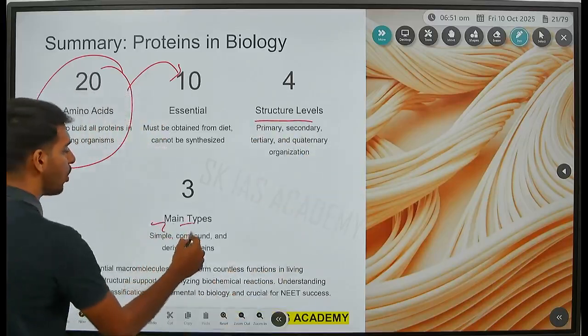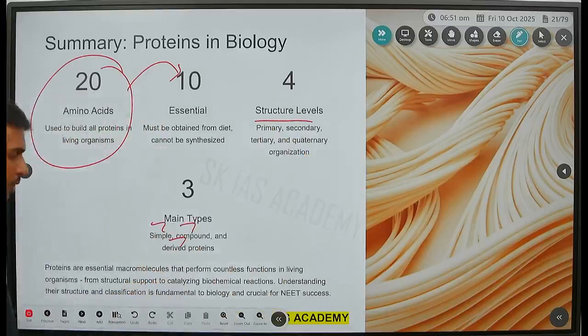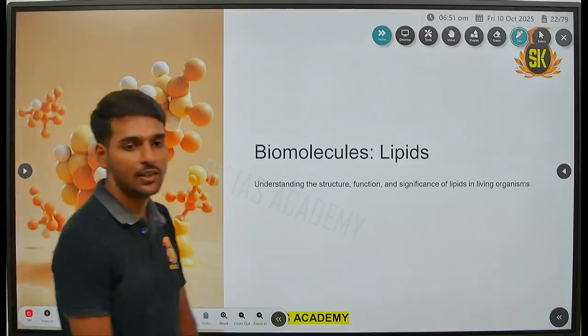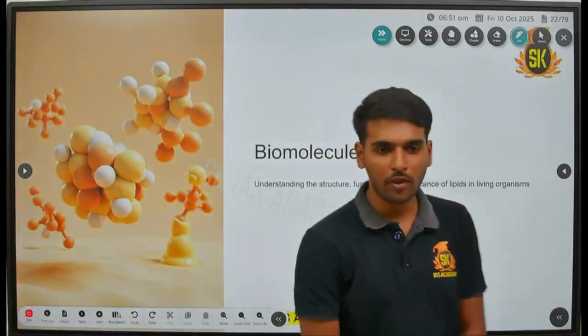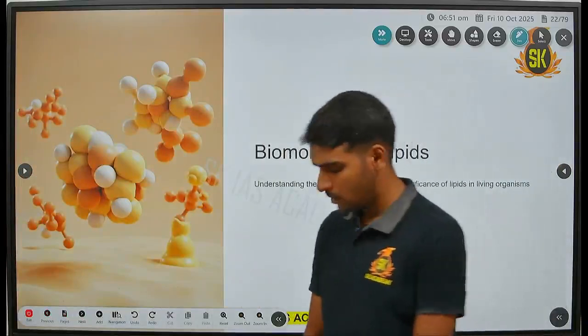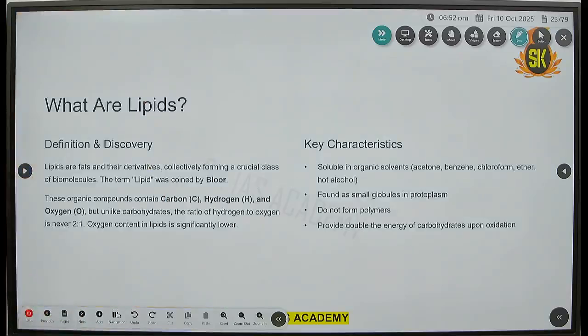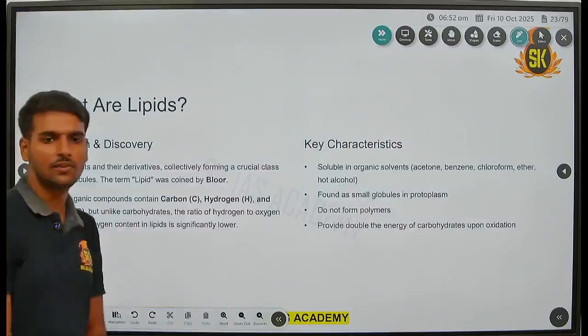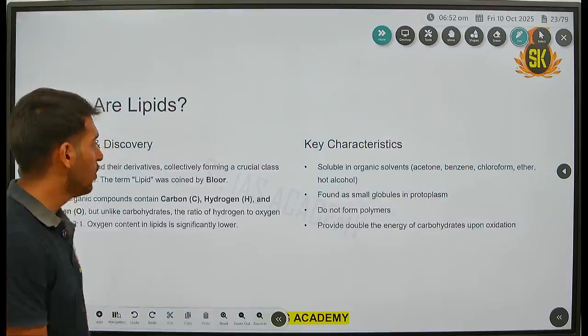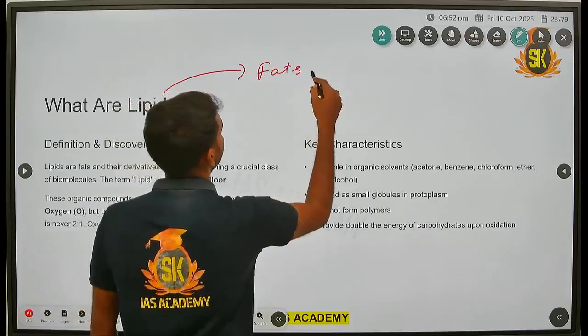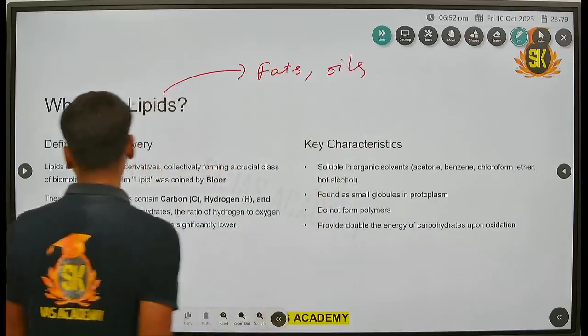Main types are simple, compound, and derived proteins. Okay, so by this we end our proteins. Now we will be moving on to lipids. Okay, so let us start. What are lipids? So lipids can be considered to be fats, oils, right?